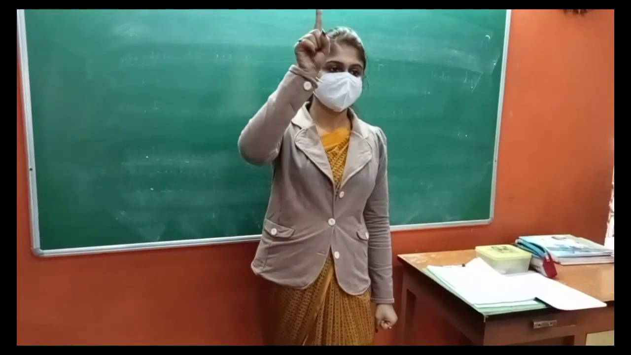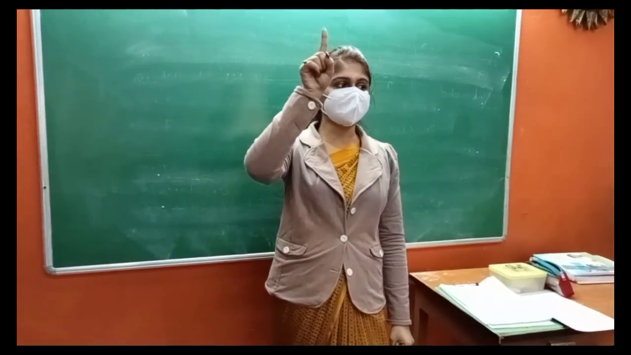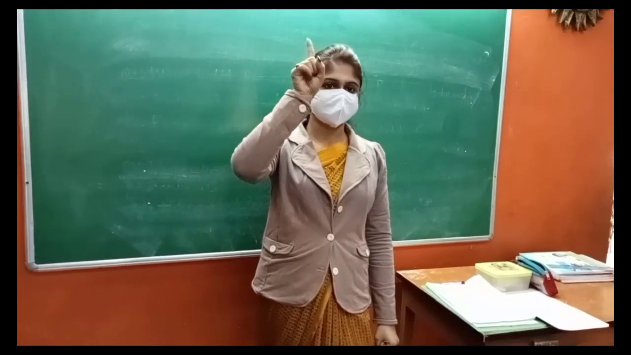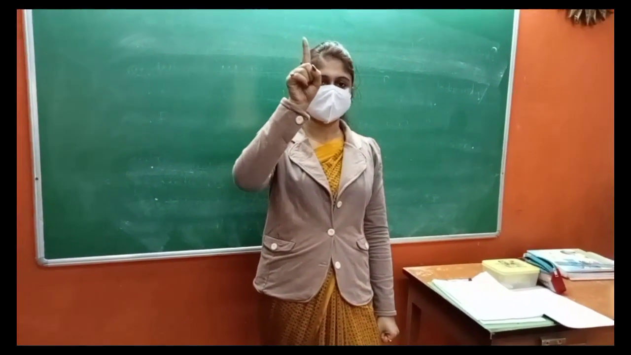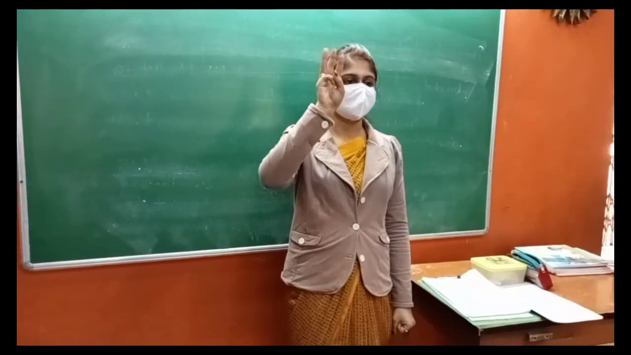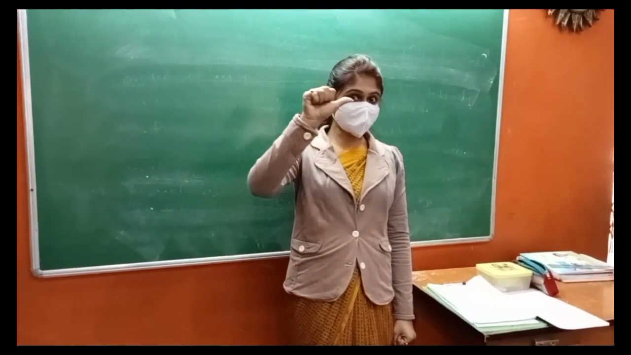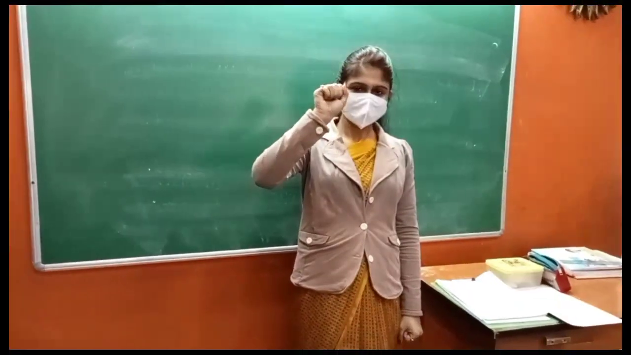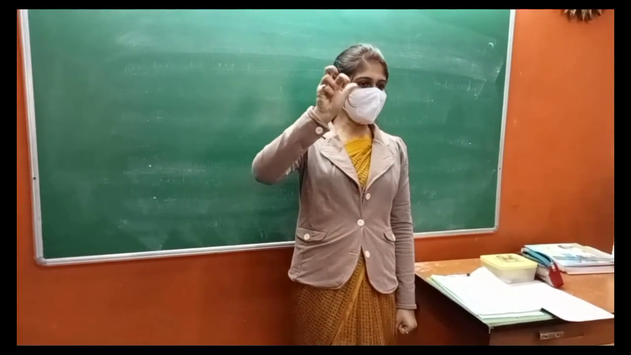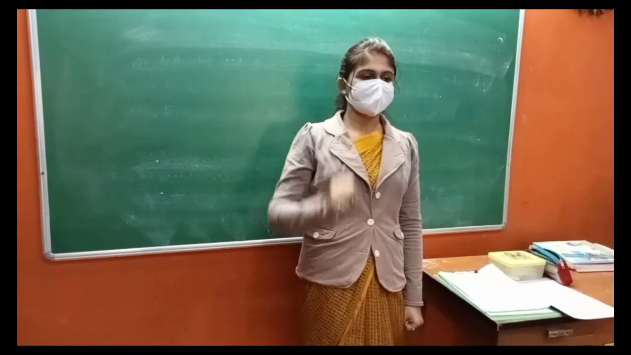80. Very good. 90. Right hand. Go to your right hand. Done. Right hand. Very good. 1, 2, 3, 4, 5. Very smart. Wow. 6. Wow. 7, 8, 9. Now you will show me 99.